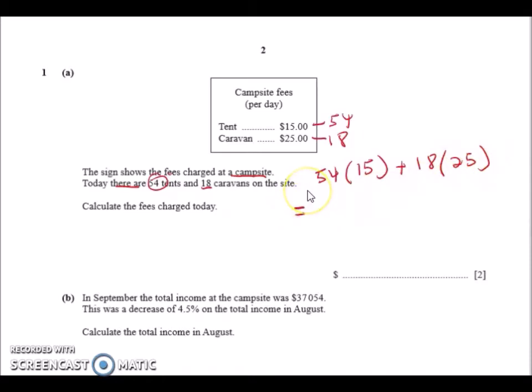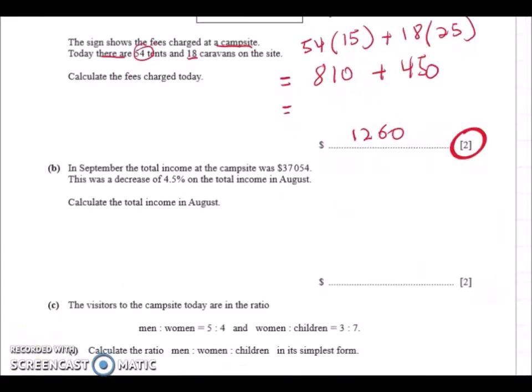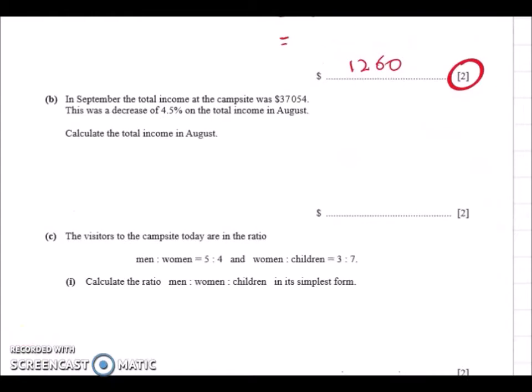Okay, so here using a calculator. You get 810, and here is 450. Then we add both of these. Your answer is $1260. This is 2 marks for you. Okay, next, we'll be going on with question number B.